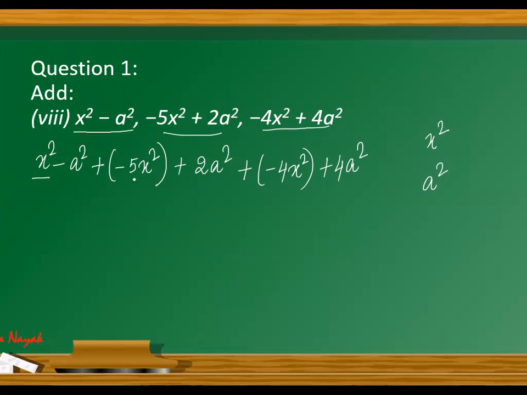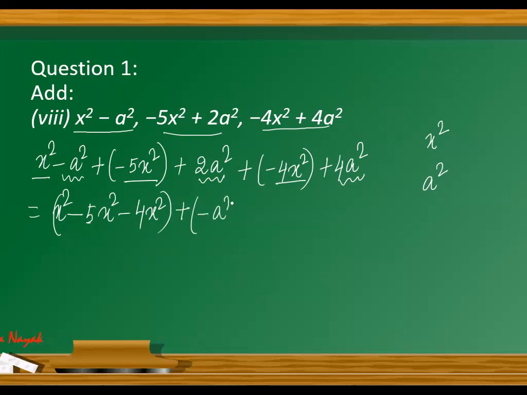So I'll take x square, minus 5x square, minus 4x square together. They are a different group. Then your a square, here it is negative a square plus 2a square plus 4a square. So I am writing it will be negative a square plus 2a square and plus 4a square.